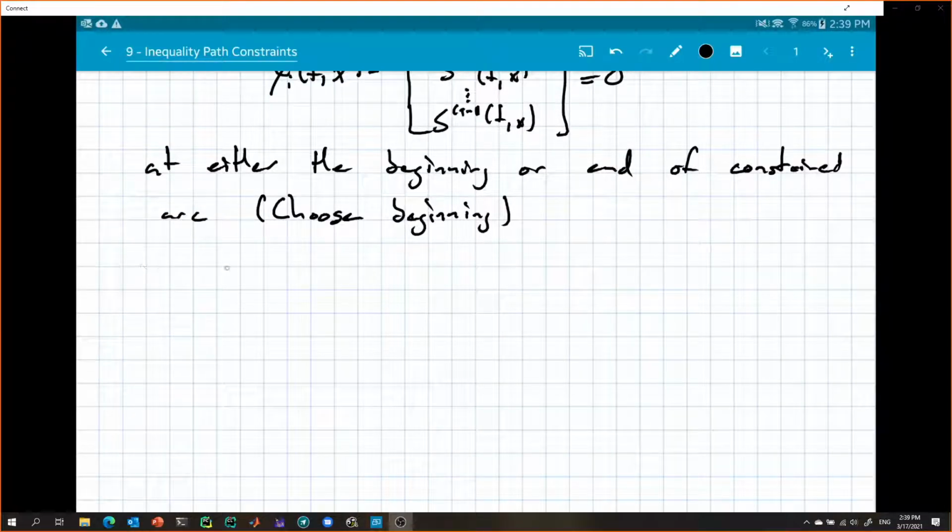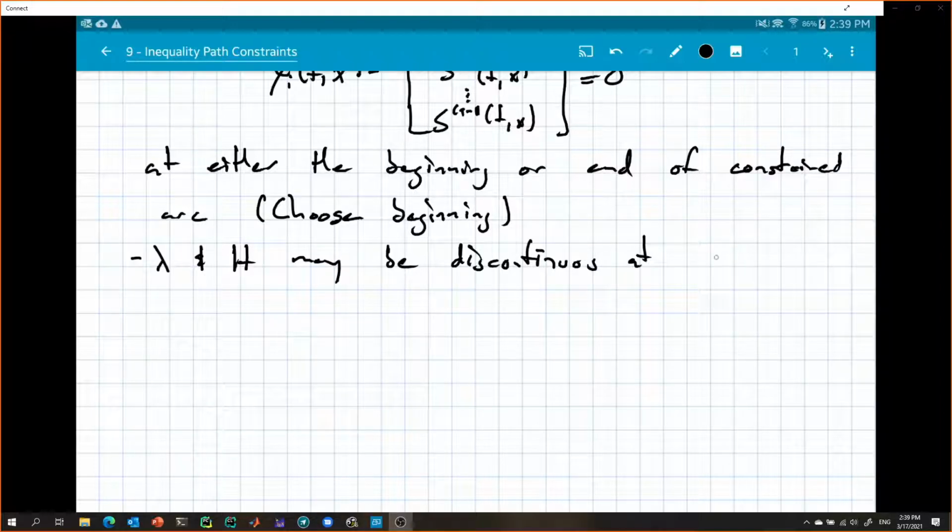And then wherever you apply this constraint, the co-states and the Hamiltonian may be discontinuous. But it should be continuous at the other end. So in this case, these two might be discontinuous at the application of the constraint.